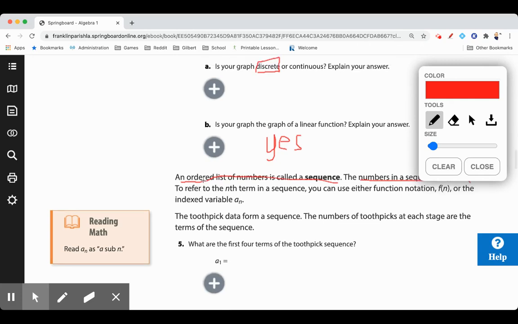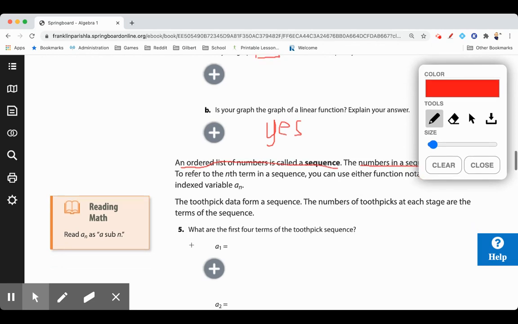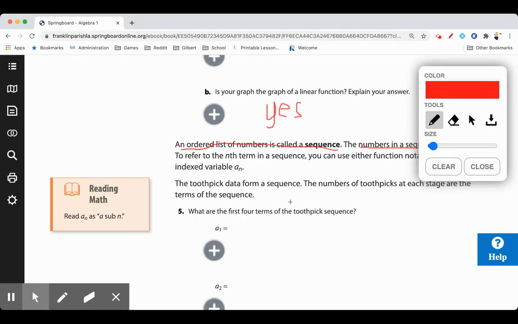You can use either function notation, f of n, or the indexed variable a sub n. Now this is a subscript, not a superscript. It's just saying which term you are talking about. It could be the 5th one, a sub 5, with a sub n. Subscript, not superscript.